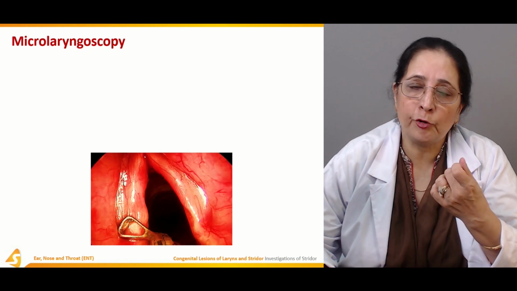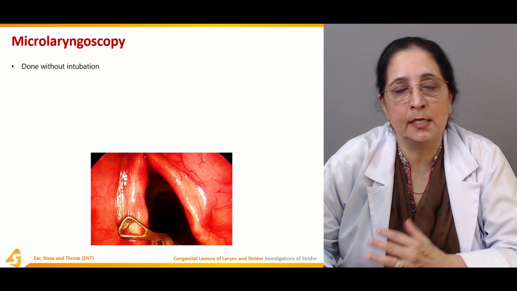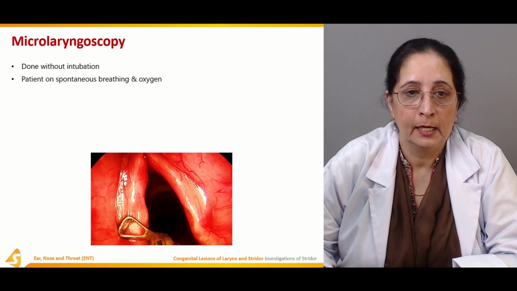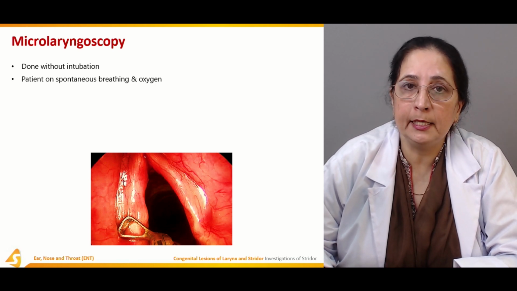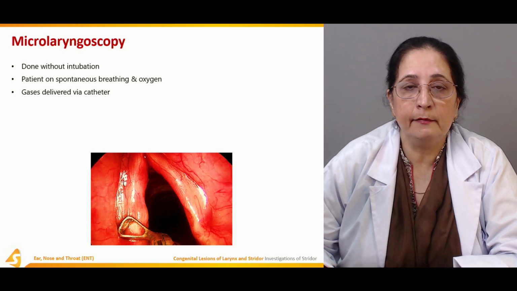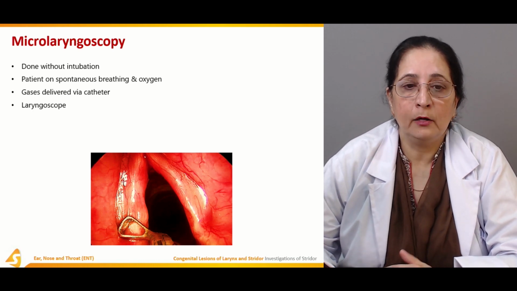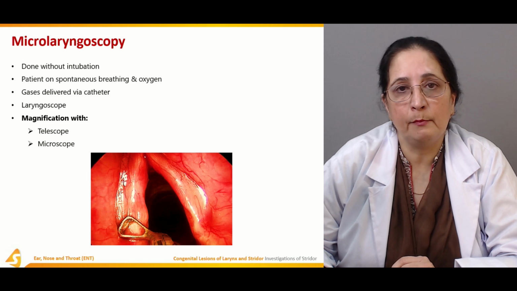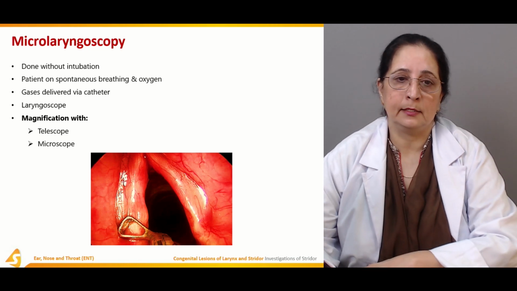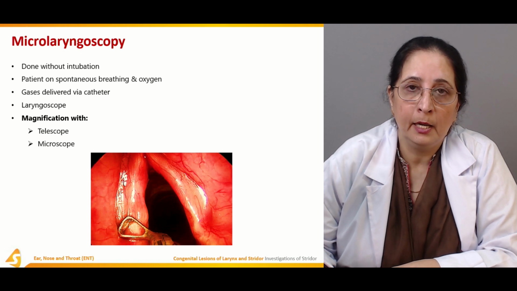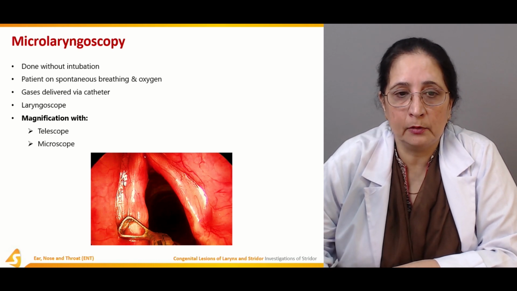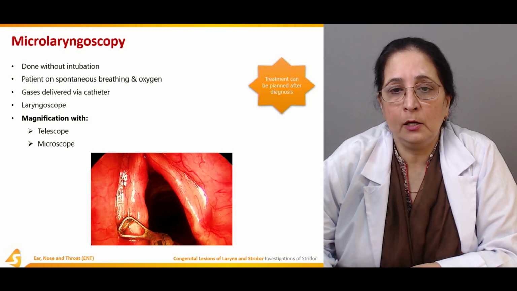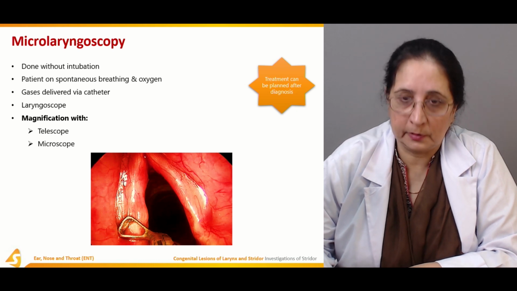Microlaryngoscopy: micro is small, and laryngoscopy is for examination of the larynx, done without intubation. The patient is on spontaneous breathing and oxygen, with gases delivered via catheter. Magnification is done with the telescope and microscope. So that's the microlaryngoscopy. Treatment can be planned after diagnosis.